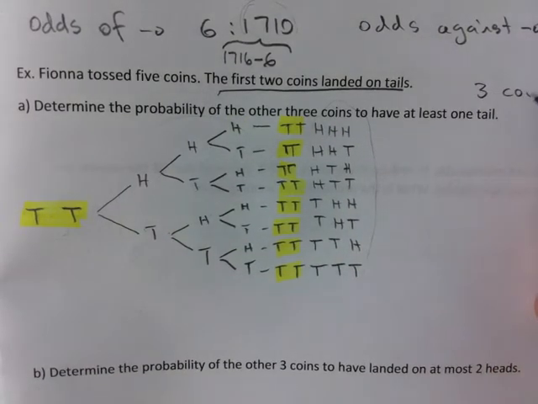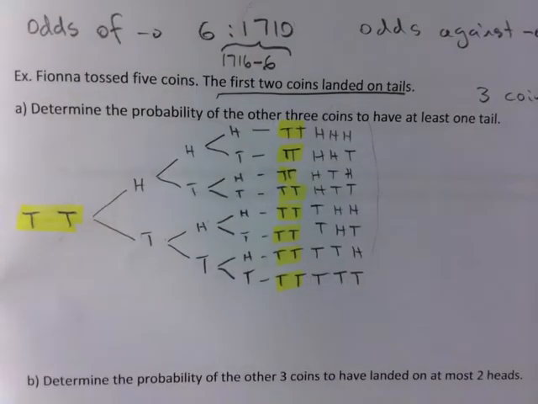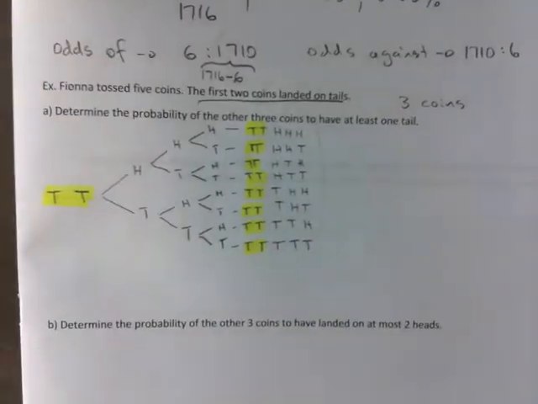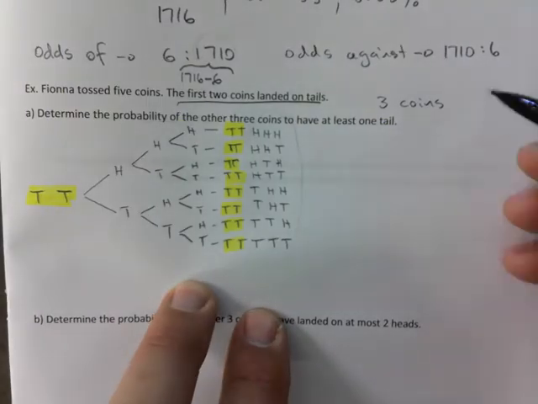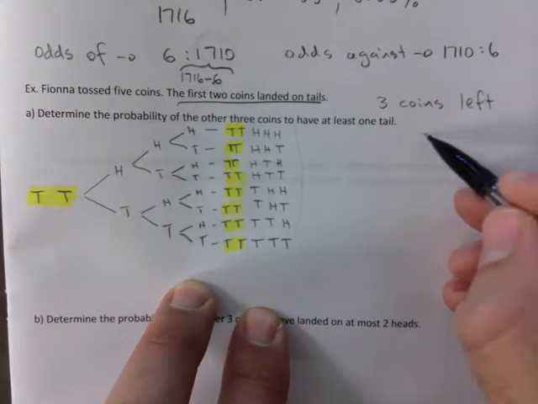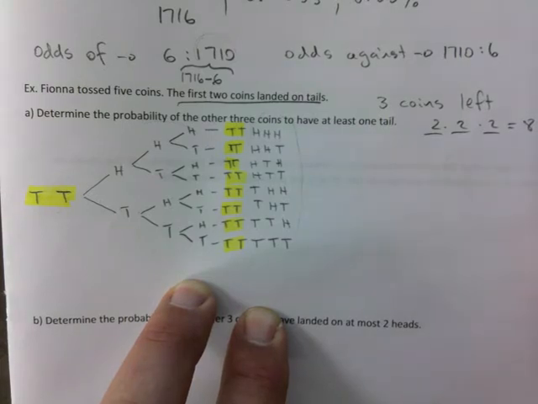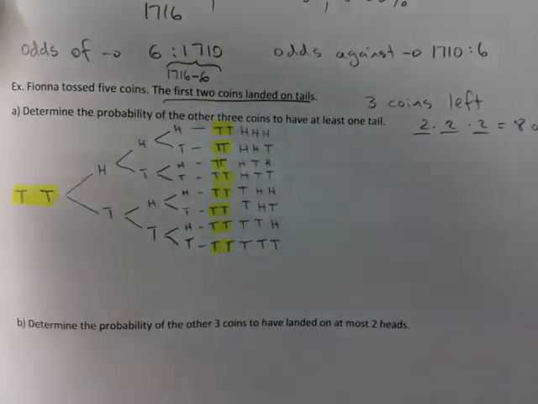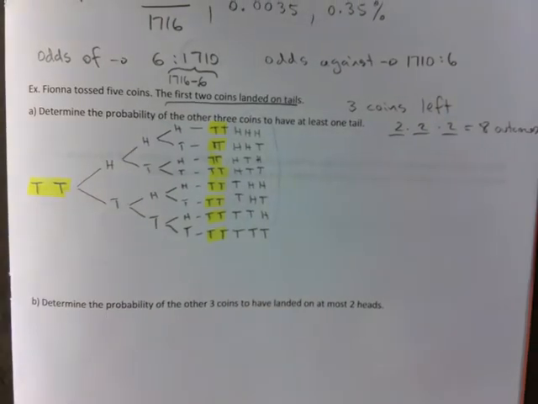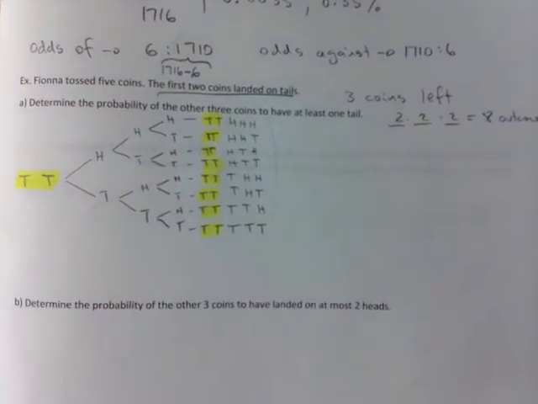3 coins. I'm going to zoom out again a bit. 3 coins left, right? So it's 2 times 2 times 2, 8 outcomes. Okay, there are 8 outcomes to be considered still.